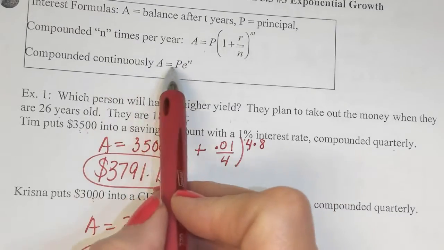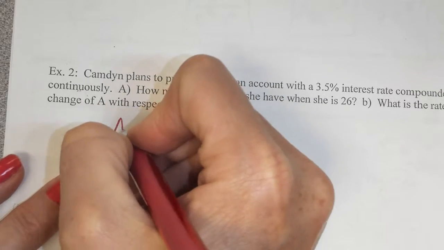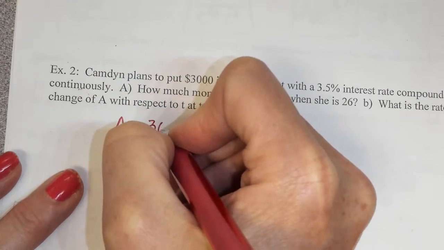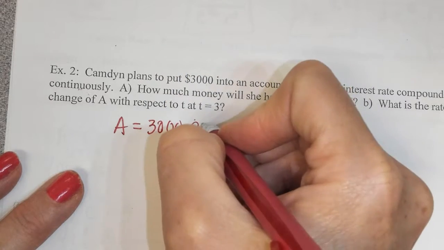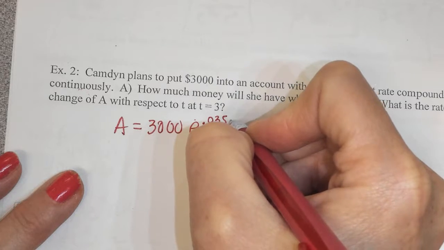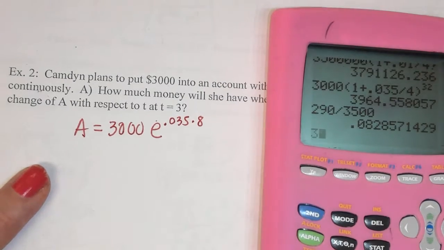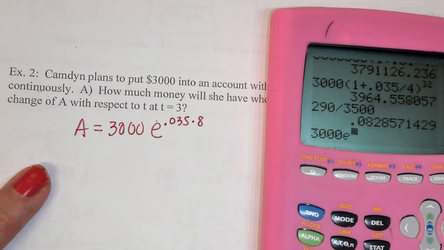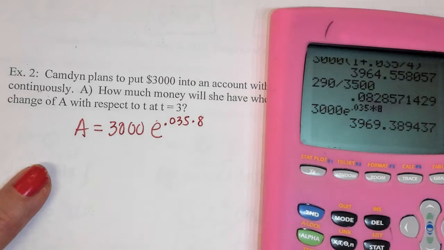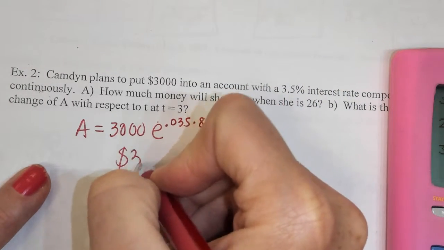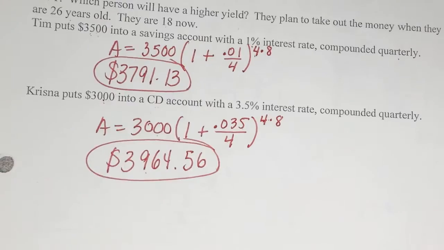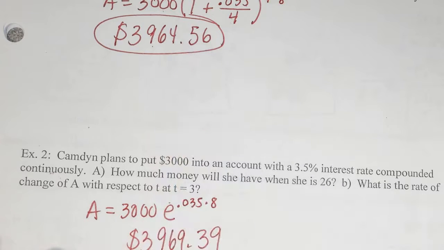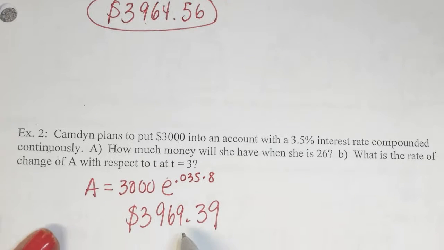Well, here's our formula for continuously compounding it. It's going to be A equals our principal, 3,000, times e to our interest rate, 0.035, to the t, which is still 8. So 3,000 e to the 0.035 times 8, and that's going to give us $3,969.39. Not really that much different, is it? She made an extra $5 over that amount of time.